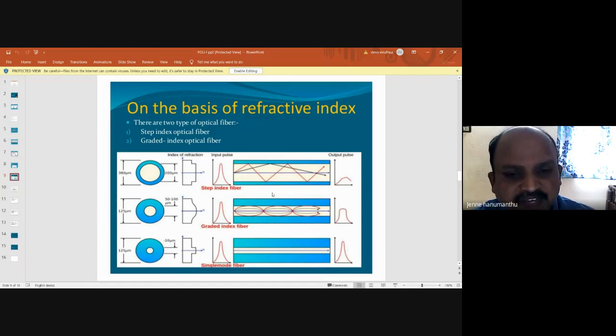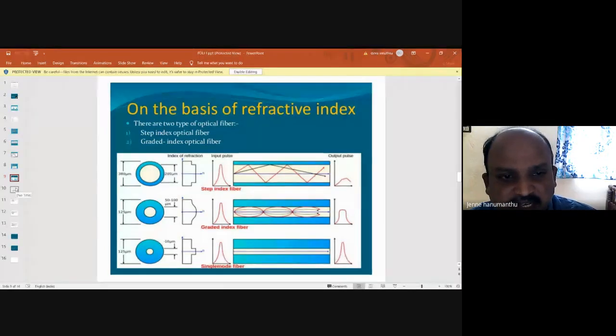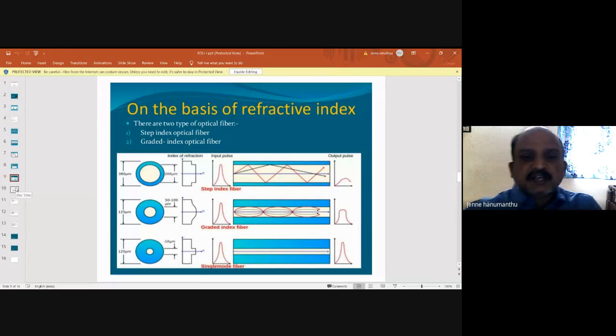Single mode, as we discussed, these are refractive index profiles. These are called refractive index profiles. See the step index, step shape. Grade index, smooth curve. And single mode is almost equal to step shape, but the size is different. The radius is different. Single mode and step index come under one category. This grade index is the other category. See this diagram here. We now know the complete information regarding step and grade index optical fiber.